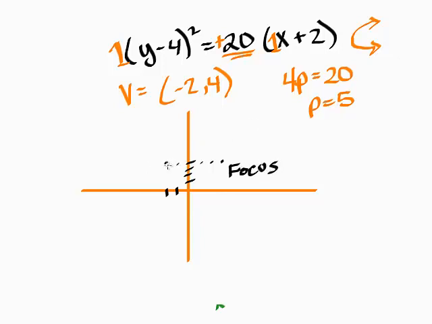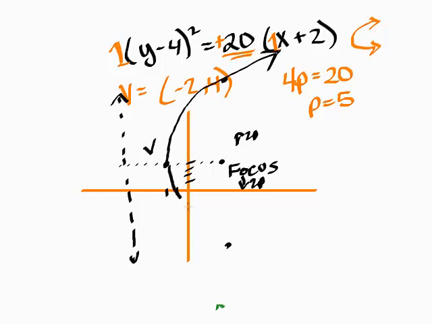I go left 5. 1, 2, 3, 4, 5. This is going to be my directrix. Now, it's a vertical directrix because I'm opening to the right. Remember, this is my vertex. Now in order to graph, from the focus I'm going to go 2p this way, and 2p this way. Since p was 5, 2p is 10, so I'm going to go 10 up, about up here, and 10 down, maybe about right here. I'm going to go from my vertex through that point, my vertex through that point.